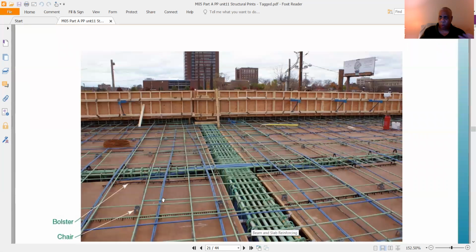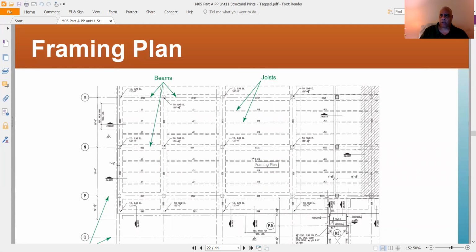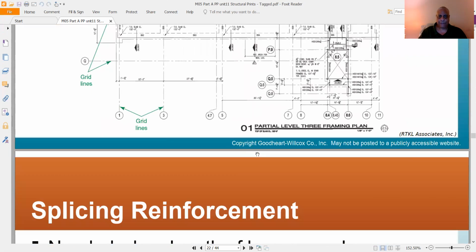Now, usually when they do a building, they're utilizing number 4, 5, and number 6 bars. The highest bar they have, I believe, is a number 16, which is 2 inches in diameter. That's a very thick, very heavy bar. Now, when we deal with structures, there's a framing plan too. Framing is usually done with wood. Most of your residential homes are done with framing.